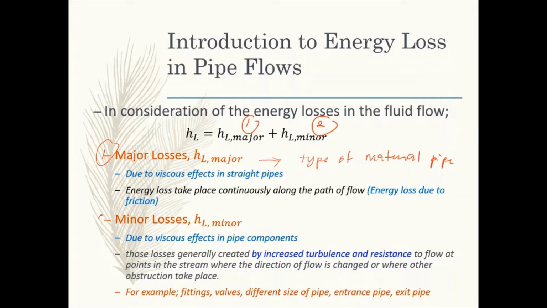The second is the minor loss, or we call it HL minor. This minor loss occurs due to viscous effect in the pipe components. For example, we install components like fitting, valve, entrance, exit pipe. These components contribute to the minor loss in the pipe system analysis. Basically, this loss is generally created by increased turbulence and resistance to flow at points in the stream where the direction of flow is changed or where other obstructions take place in our pipeline system.